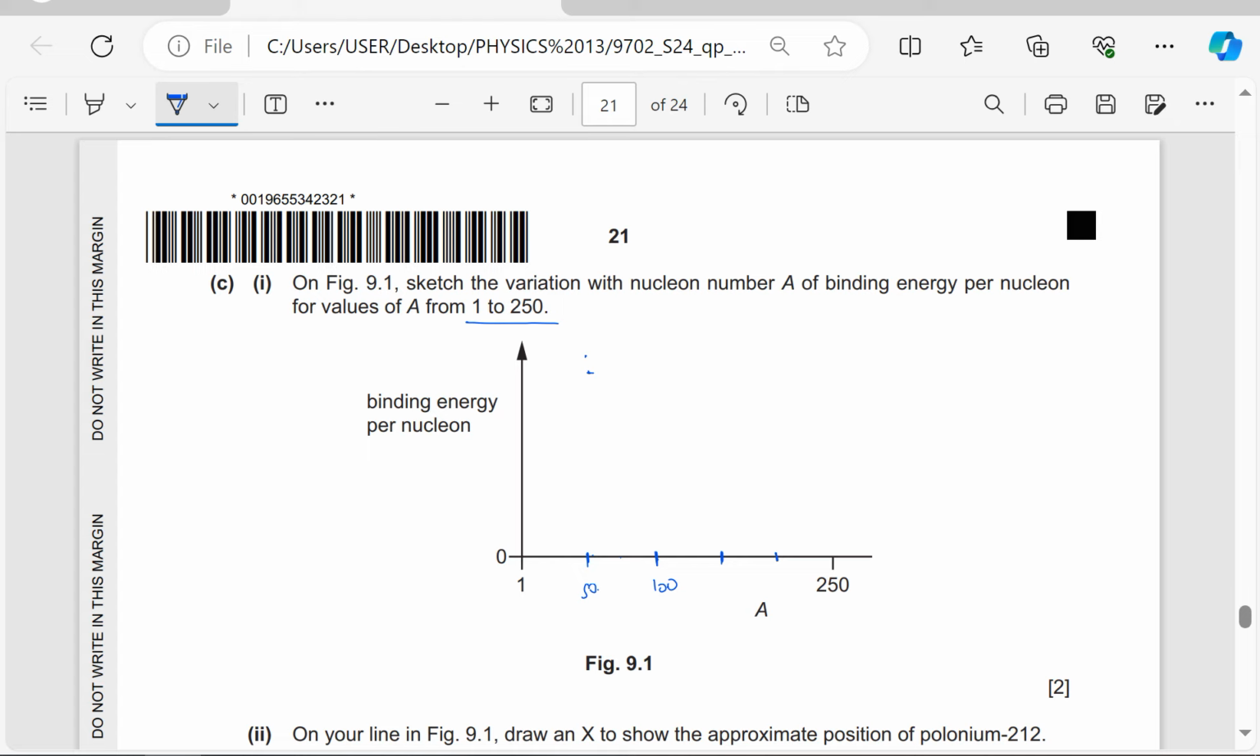I'll just sketch the peak around here. Then on the left-hand side it is steeper. I think that is going to be the graph. The peak is going to be on the left of this figure here. On the left of the peak it should be steeper, and on the right it should be less steep. So the peak is around here where we have iron 56.